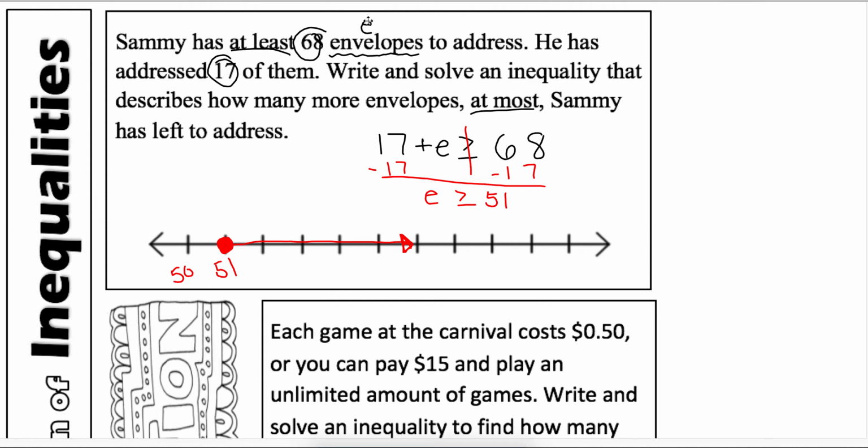So he needs to make at least 68 envelopes. If we put 50 in here, 50 plus 17 is 67. 67 is less than 68, so that doesn't work. That's why we cannot pick these numbers down here. But we could pick 51 and up.